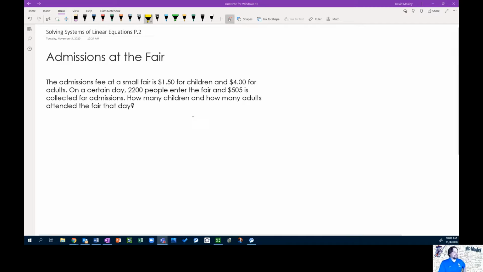So here's our context. We have admissions at the fair. The admissions fee at a small fair is $1.50 for children and $4 for adults. On a certain day, 2,200 people enter the fair, and $5,050 is collected for admissions. How many children and how many adults attended the fair that day?